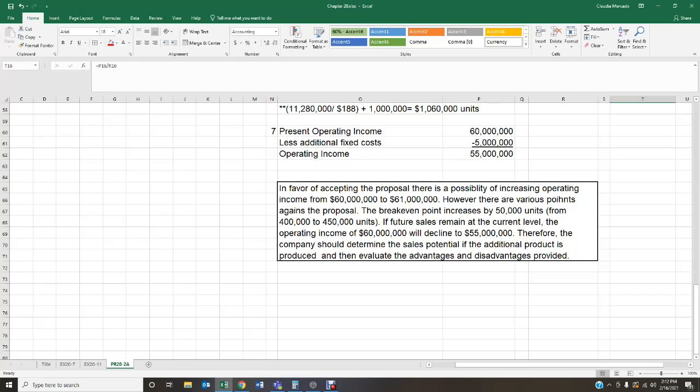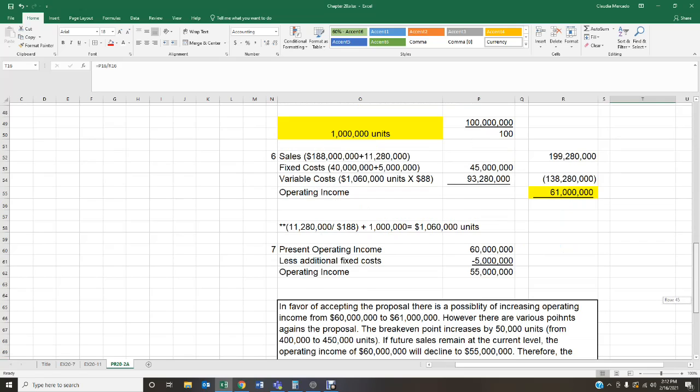There's a lot of risk here. An analysis needs to be made on whether we're able to support selling the additional product before we make a decision. So that is it.